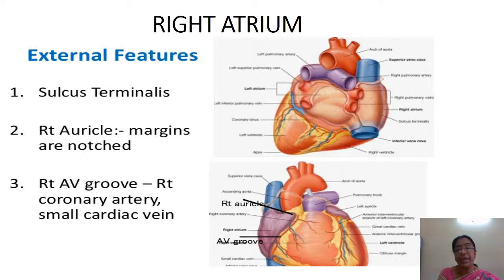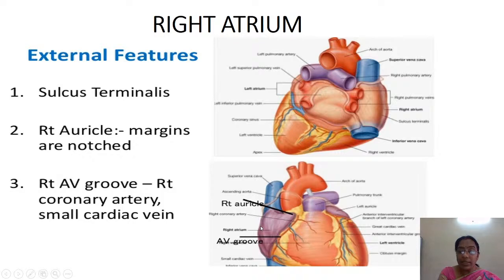So when you are seeing only externally, what you can see is a sulcus, which is called the sulcus terminalis. This is the back view, and this is the front view. In the back, what you can see is a sulcus. This is called the sulcus terminalis, which extends from the superior vena cava above to the inferior vena cava below. This is the first feature.